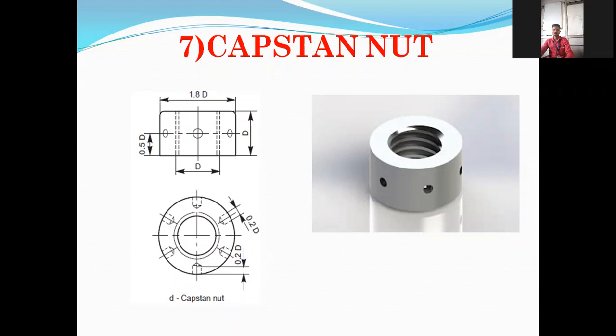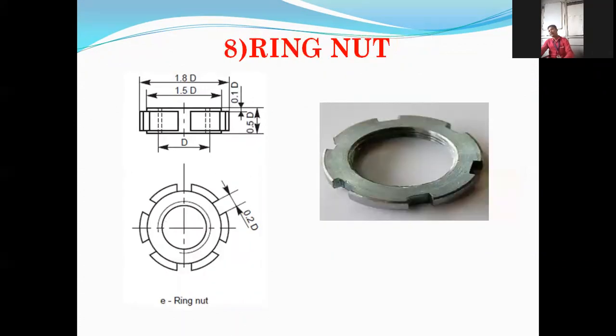Correct. Further, ring nut. What is another name of ring nut? Retaining nut. Very good. Retain, धरून ठेवणे in Marathi. Retain means धरून ठेवणे, to keep it. So retaining nut means what? Whenever we want to retain a component on its assembly, in that case, this ring nut is used.